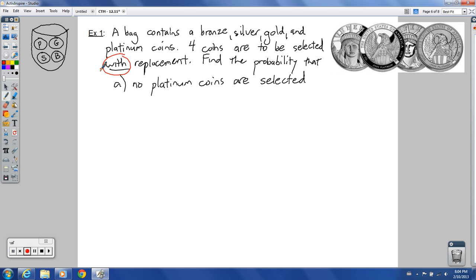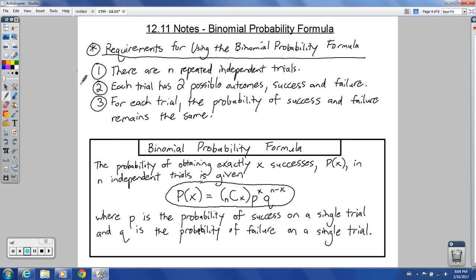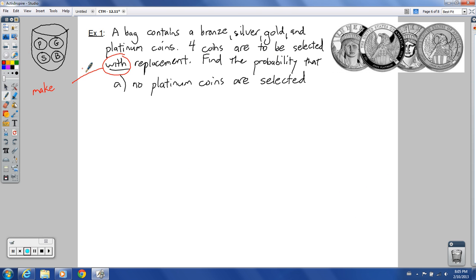I want you to circle this, use a different color at this point. So different color time. Pause if you need to, and make this note, because we need to have these 3 requirements fulfilled before we can use this. So there's going to be n repeated independent trials. There's going to be 4 independent trials. We're going to pick 4 coins out of here. Each trial has 2 possible outcomes, success and failure. So our success would be pulling a platinum coin for what we're going to be doing. Failure is not getting a platinum coin. And for each trial, the probability of success and failure remains the same. That's what we're doing here with step 3. That's why we have to say with replacement, otherwise it changes the probability.